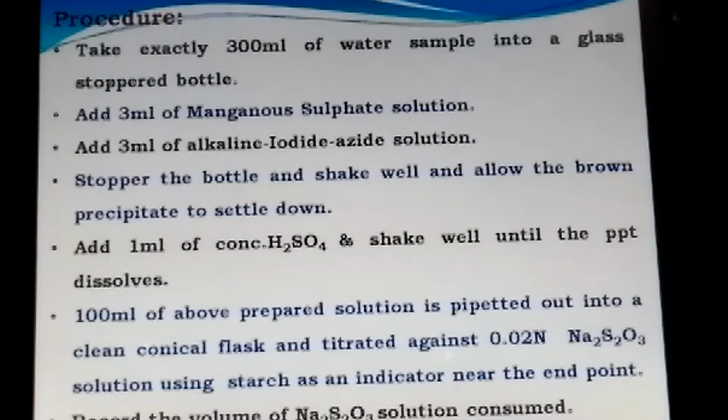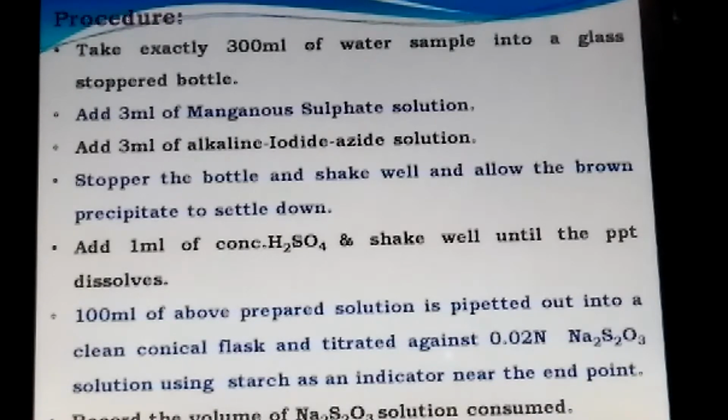And what is the procedure to carry out the dissolved oxygen determination? Take exactly 300 ml of water sample into a glass stoppered bottle. To this you add 3 ml of manganese sulfate, 3 ml of alkaline iodide azide solution. Stopper the bottle and shake it well and allow the brown precipitate to settle down. Later you add 1 ml of concentrated sulfuric acid slowly, dropwise. Shake it well until all the precipitate dissolves.